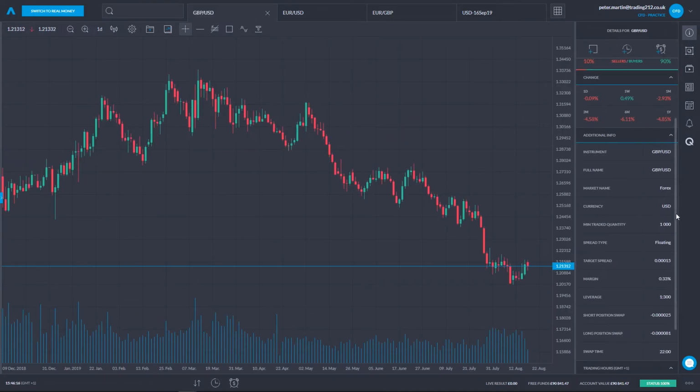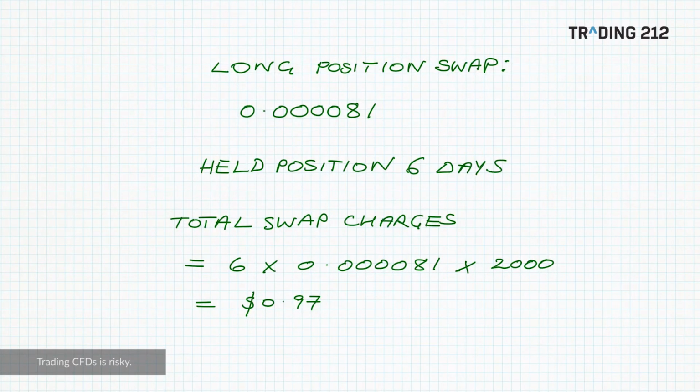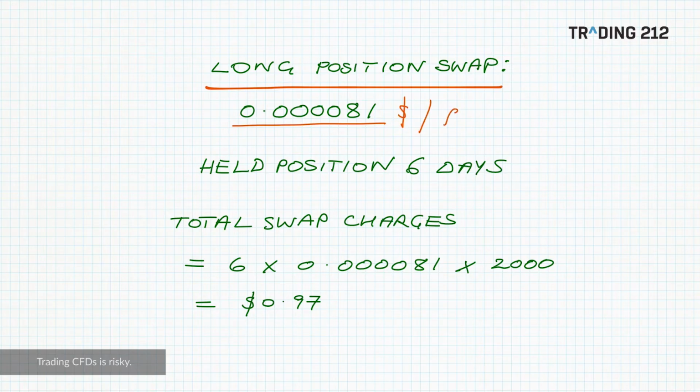And then what we're interested in are these swap costs here, these swap charges. There's a short position swap and a long position swap. Now we had a long position, so it's the long position swap that we're interested in. And we can see that the value there is minus 0.0000081. And this is a cost in dollars per pound that you hold in terms of position size.